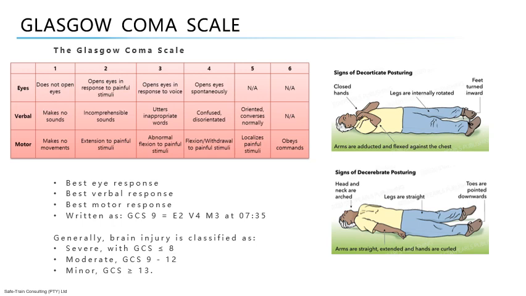There are different ways of assessing response to pain, but the most common are: squeezing one of the patient's trapezius muscles, known as a trapezius squeeze, and applying pressure to the patient's supraorbital notch.